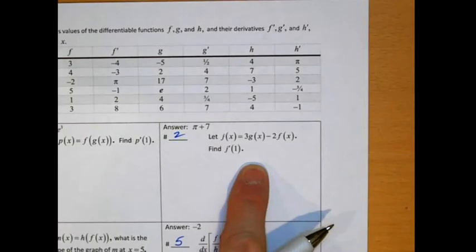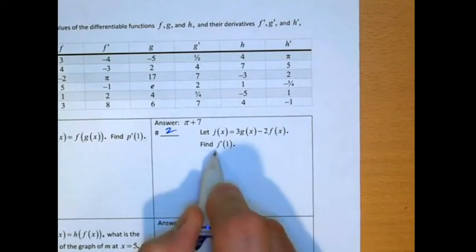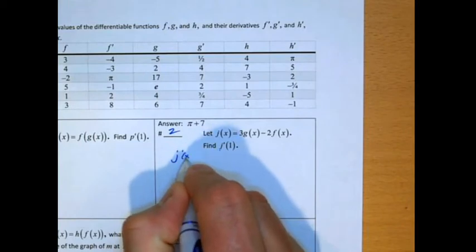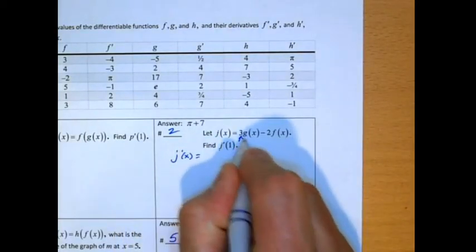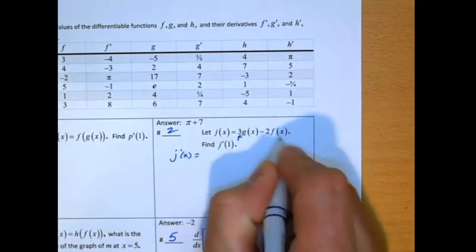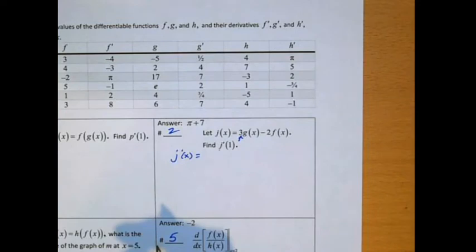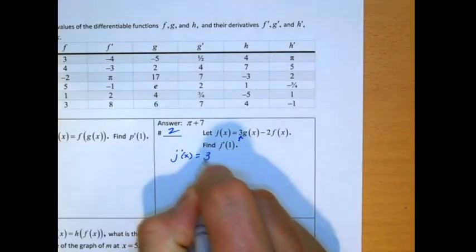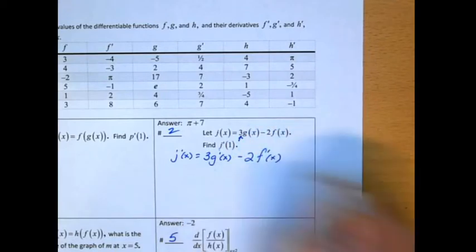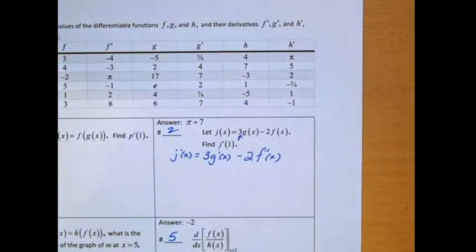We'll do this one again. Alright, so j of x is 3 times g of x minus 2 f of x. They want to know j prime of 1. So we're going to find j prime of x before we do anything. So this is a constant times a function, and we're subtracting. So it's a constant times a function minus a constant times another function. We can just do the power rule for this. So this would be 3g prime of x minus 2 f prime of x. Because if we think about it, that 2 is going to be distributed to everything. It's going to come out of everything anyways. So we're just going to leave it out of there.